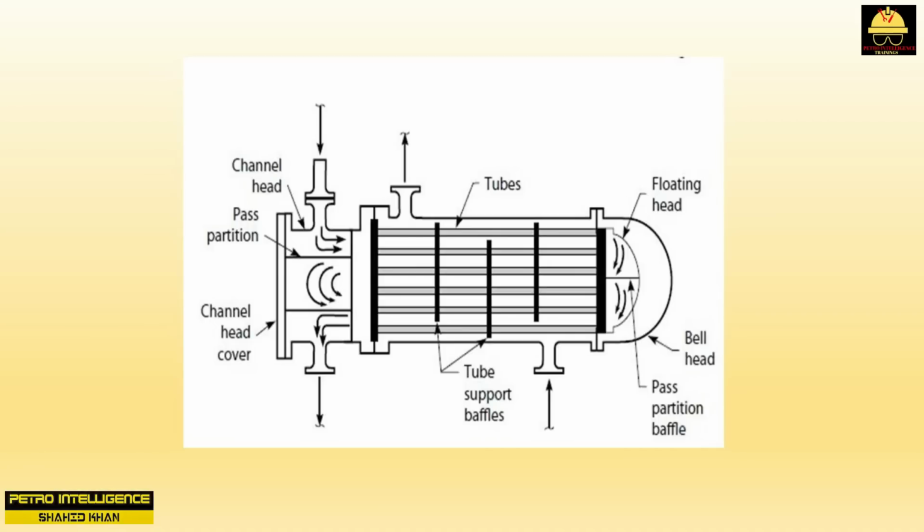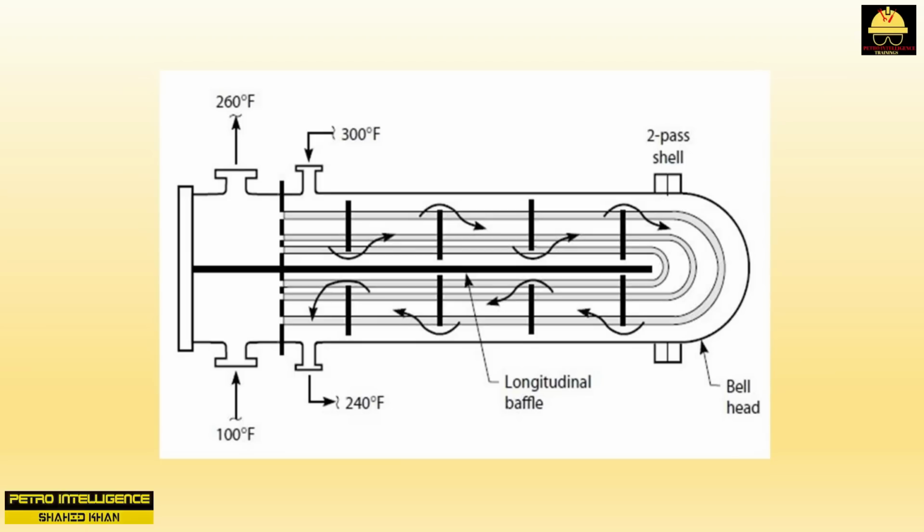Two-pass shell. Most of the heat exchangers in your plant are designed with the shell side inlet and shell side outlet at opposite ends of the shell, as shown in the picture. However, you may have noted a few exchangers in which both the shell side inlet and shell side outlet are next to the channel head. This is a two-pass shell side exchanger of the type shown in the picture.